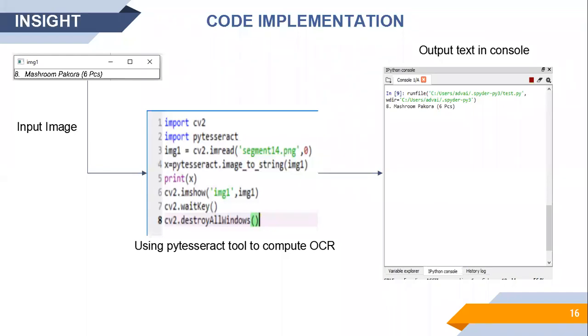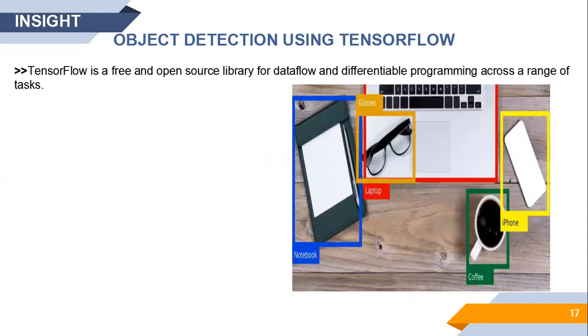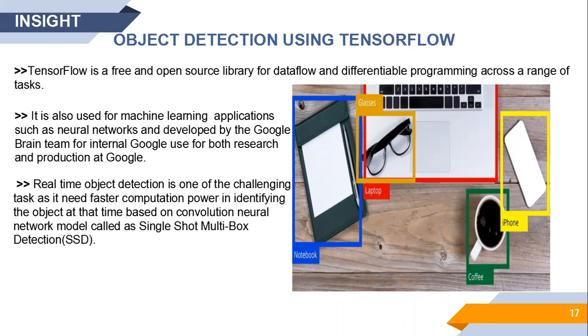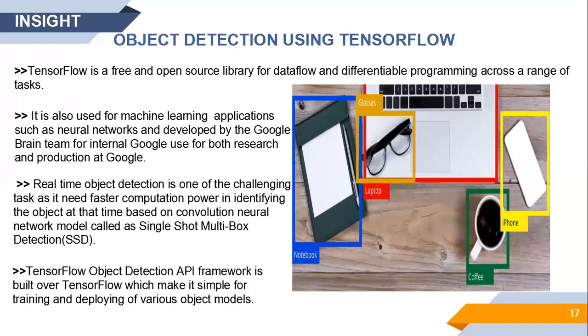So object detection using TensorFlow. TensorFlow is a free and open source library for data flow and differentiable programming across a range of tasks. It is also used for machine learning applications such as neural networks. Real-time object detection is one of the challenging tasks that needs faster computation power in identifying the object, and also a single shot multibox detection is used. Using TensorFlow, it detects what the object is. In the right side figure, you can see that it detects notebook, glass, laptop, coffee, and phone. So this is how it works.